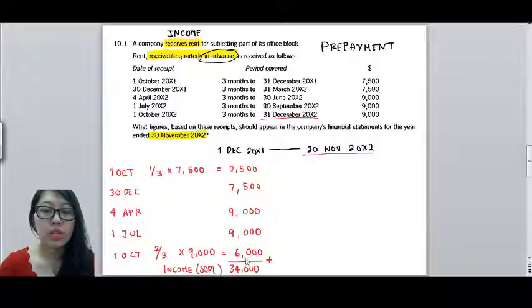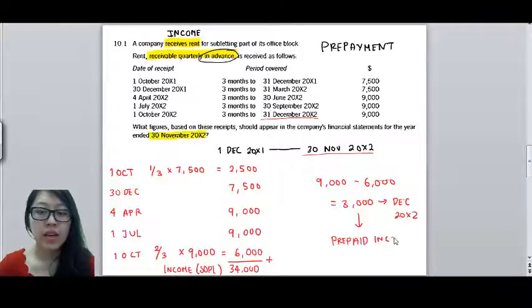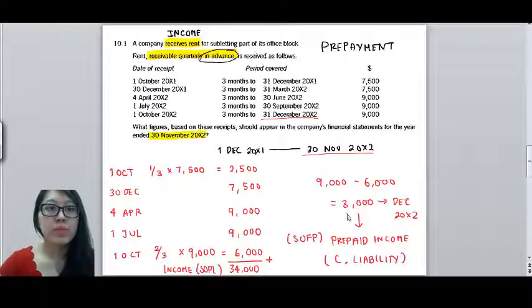Now, what has happened to that remaining $3,000 from that last receipt on 1st October? This $3,000 relates to December 2002, and this is not within our financial year. So, we cannot record this as our income now because we have not earned it, even though we have received it in cash already. So now this is going to be our prepaid income adjustment, and this will classify as a current liability, and this will be in our statement of financial position. Let's continue to the next part.